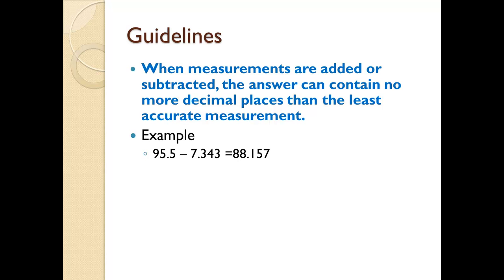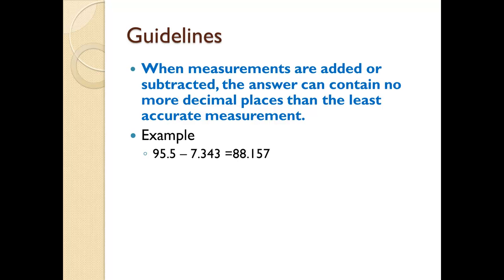But since this is a subtraction, I look at the guideline above and I need to look at the decimal places. In my first number, 95.5, I have one decimal place. In the second number, I have three decimal places. So that means my final answer should have one decimal place, because again, it cannot contain more decimal places than the least accurate measurement. In this case, the least accurate measurement is the 95.5.